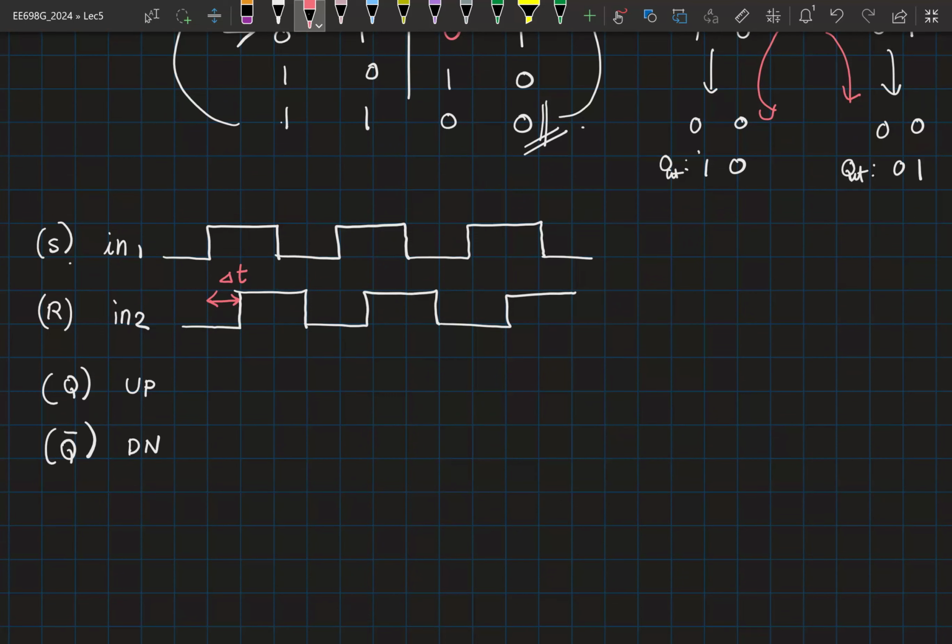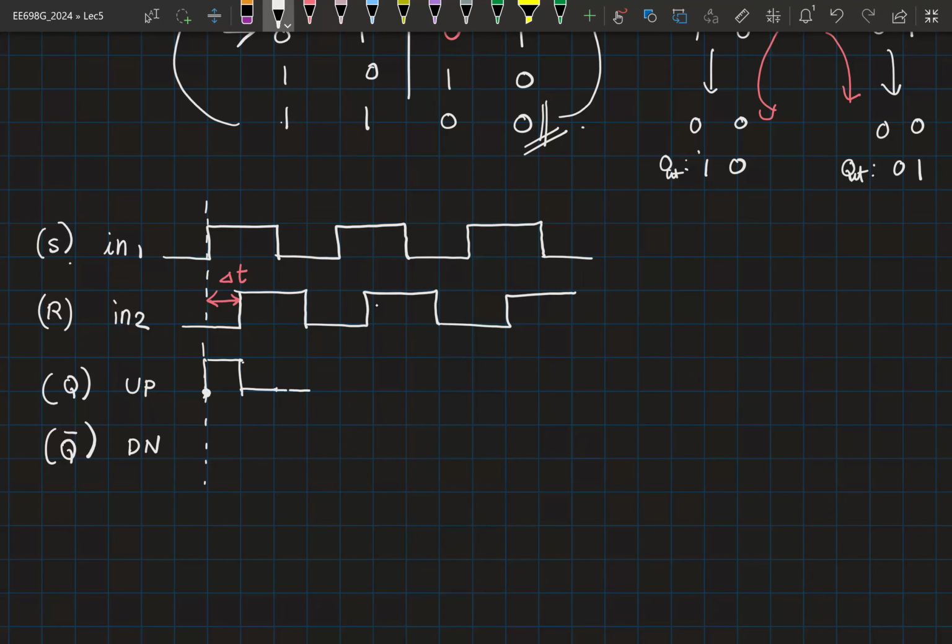Okay, let us sketch it. What comment can I make about the plot before this? Both in1 and in2 are at 0. So it is holding some previous value. I don't know what the previous value is, so we'll not worry about it right now. Right? So here S is 1 and R is 0, which means your up is high. Then both of them are 1, which means it will come down. And then S is 0, R is 1.